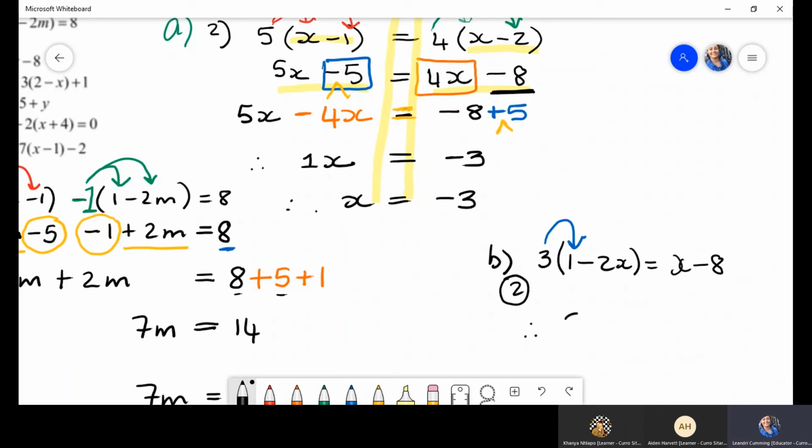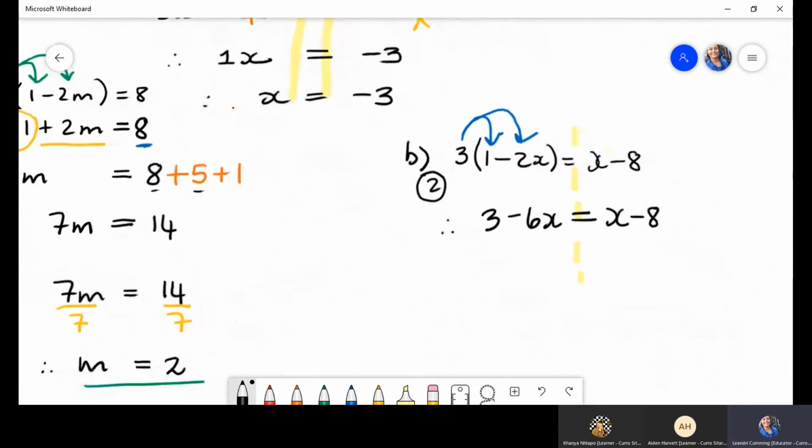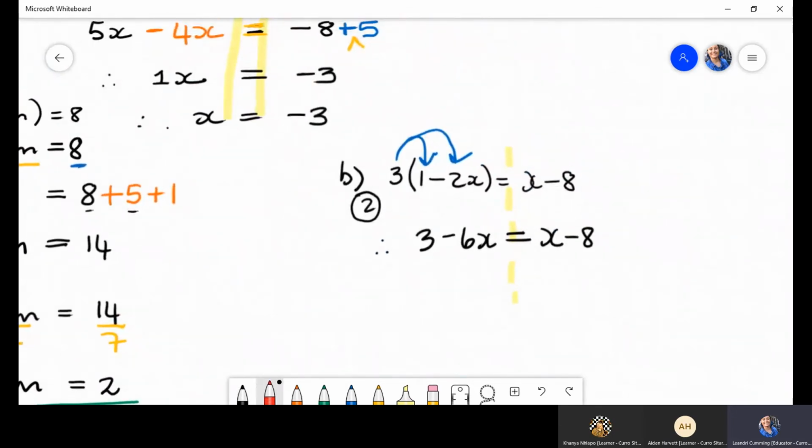3 times 1 is 3. 3 times minus 2x is a minus 6x. Keep my equal sign. Here's my equal sign underneath each other. And now I just simply say my x minus 8 because that's what I have there. Okay, let's look at where all my x's are. I've got my minus 6x here and I have x on that right-hand side.